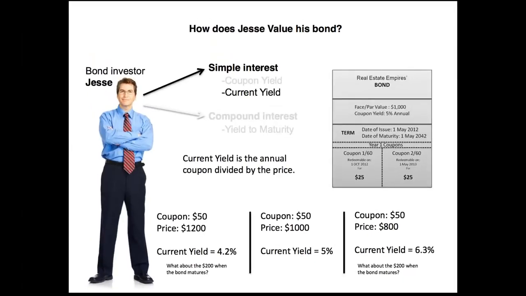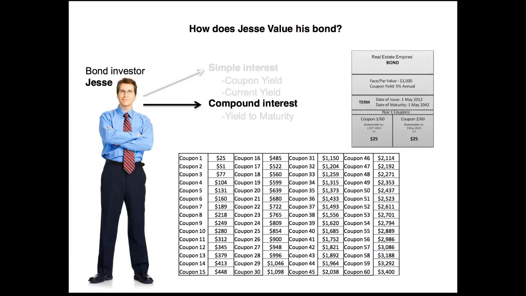So when we talk about yield to maturity, that's where that's really going to come into play. Just so you know, when somebody quotes you a current yield, it's not accounting for that difference between the price that you're going to pay and the par value whenever the bond matures. So let's talk about the compound interest on a bond.